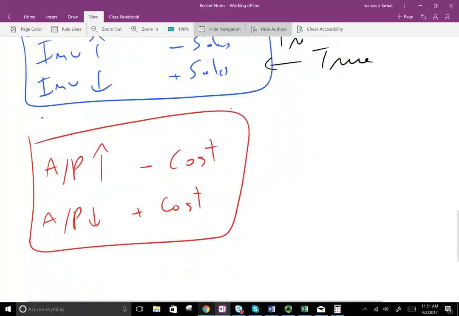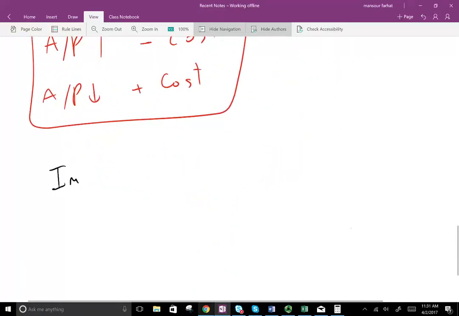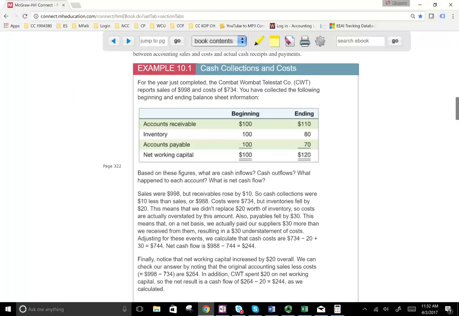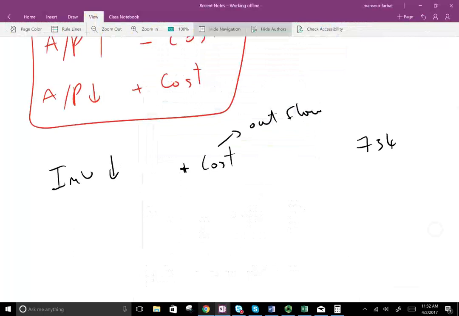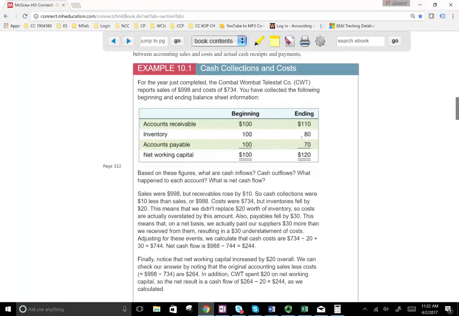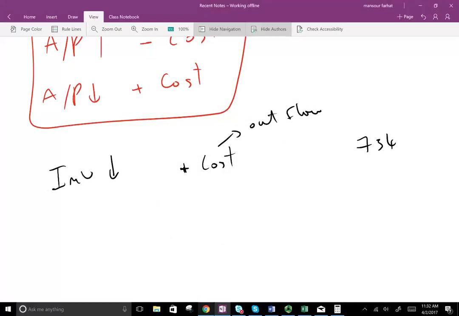So when you're analyzing inventory, if inventory goes down, it's a less, so it's a plus to the cost, because cost is an outflow. And here's what we did in this prior example. We said cost was 734, and inventory from the prior year went down by 20. So what we did is we subtracted 20.